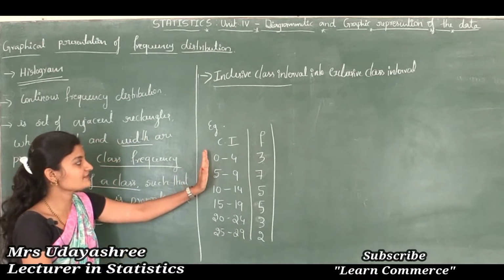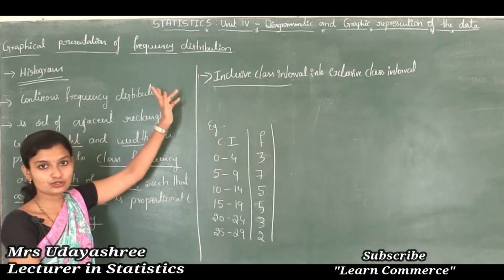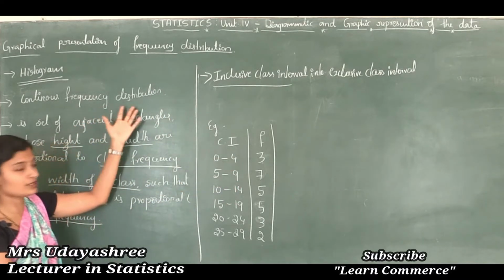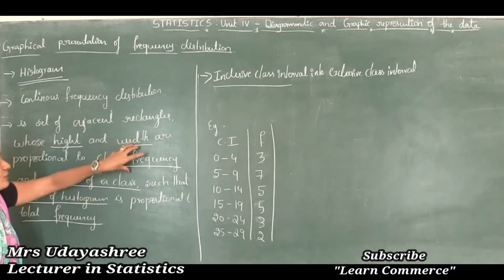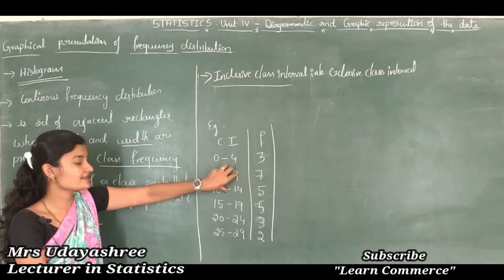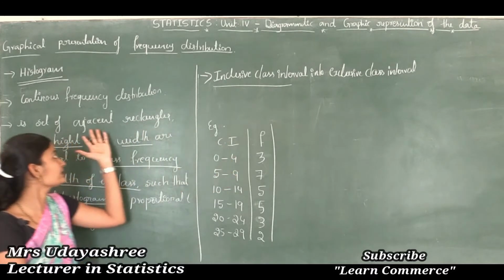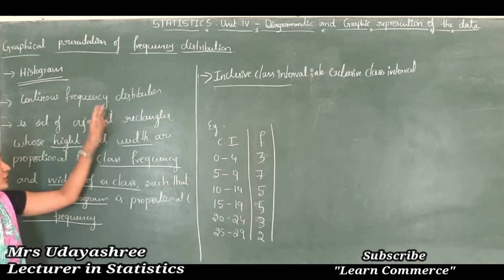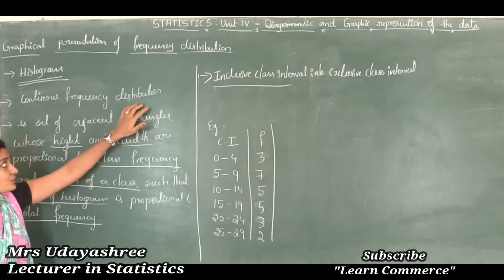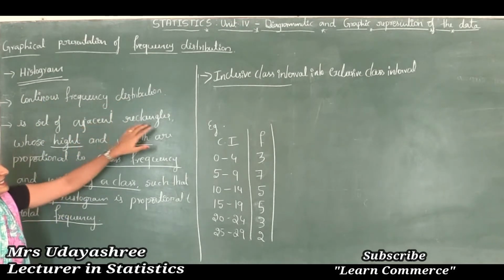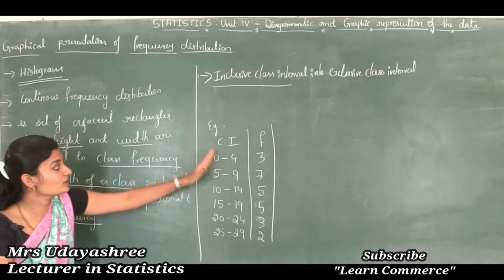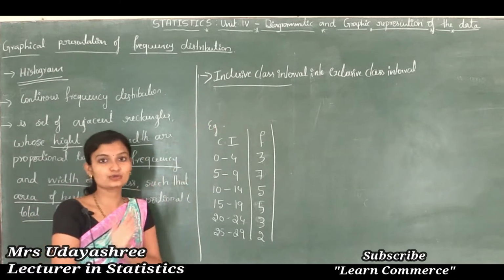In this case we can't draw a histogram. Why? Because histograms are for continuous frequency distributions, and histograms are adjacent rectangles. If I take this as the x-axis, we can't get adjacent rectangles. Here we need adjacent rectangles, so to get them I will convert this inclusive class interval into an exclusive class interval.